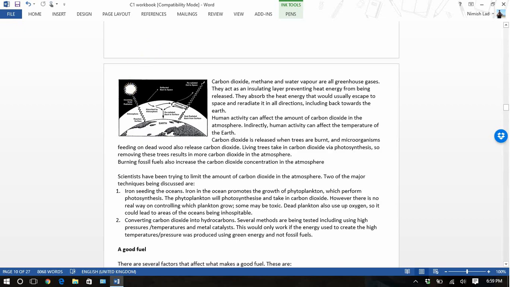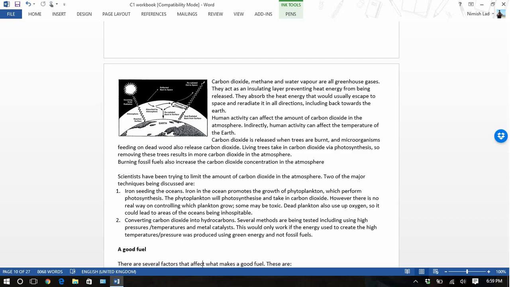Scientists have been trying to limit the amount of carbon dioxide in the atmosphere. There are two major techniques they're using. Iron seeding promotes growth of phytoplankton, which perform photosynthesis. So these plankton will photosynthesize and take in carbon dioxide. There's no real way of controlling which plankton grow. Some plankton are toxic. Dead plankton can use up oxygen. That could then lead to areas of oceans becoming inhospitable. You'll learn a bit more about what happens when you have dead organisms a bit later on when we do eutrophication in biology.